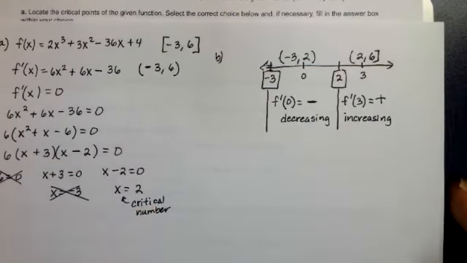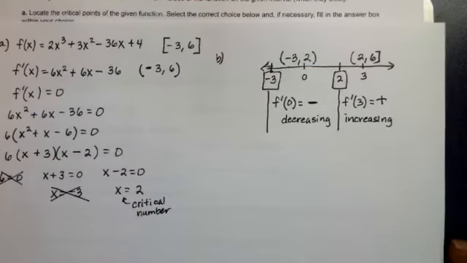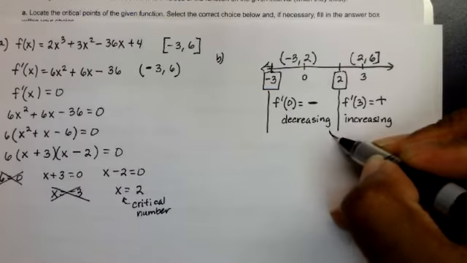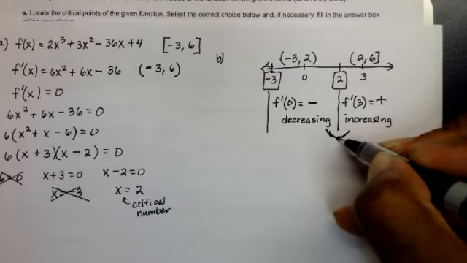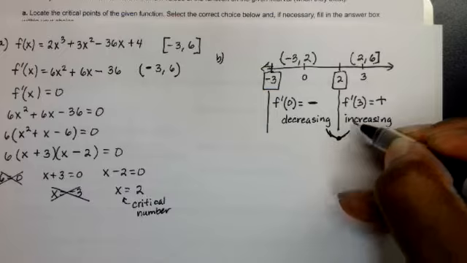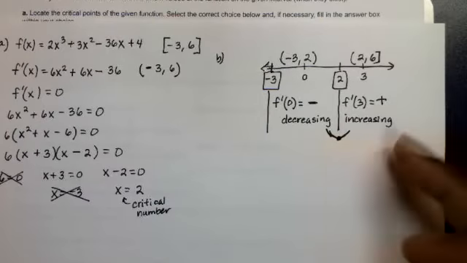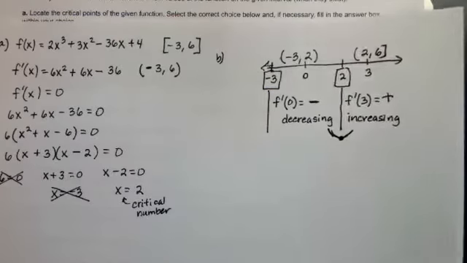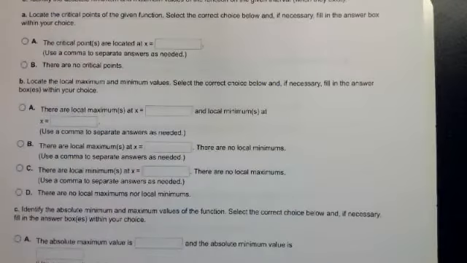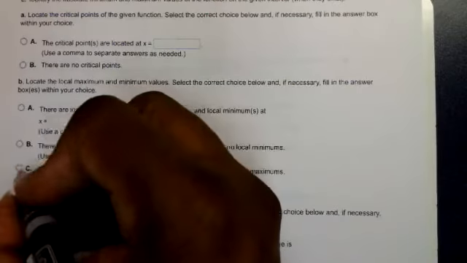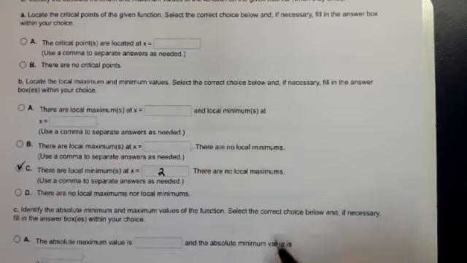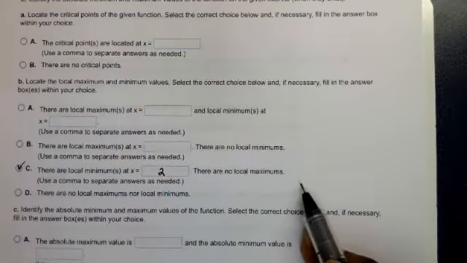All right. So the only thing I have here, since it's decreasing and then turns around increasing, is a local minimum, because it's decreasing all the way to 2, and after 2 it starts increasing. So that means I have a local minimum at 2. If you were to choose that, there are local minimums at x is equal to 2. There are no local maximums.